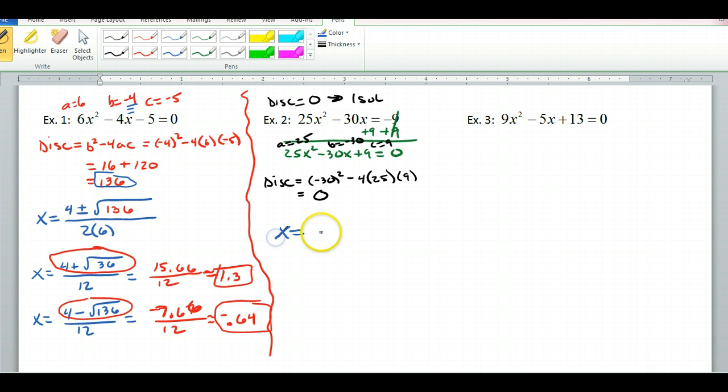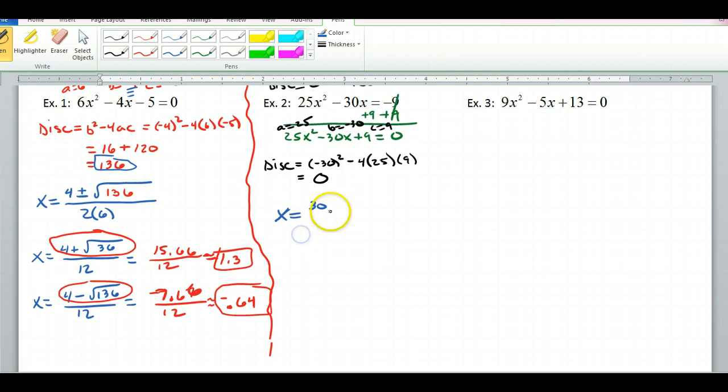X equals, if b is negative 30, the opposite of negative 30 is positive 30. So x equals positive 30 plus or minus the square root of 0, all divided by 2 times a, which is 25. That's nothing. Now, think about it. If we do 30 plus 0 or 30 minus 0, both answers will be 30.